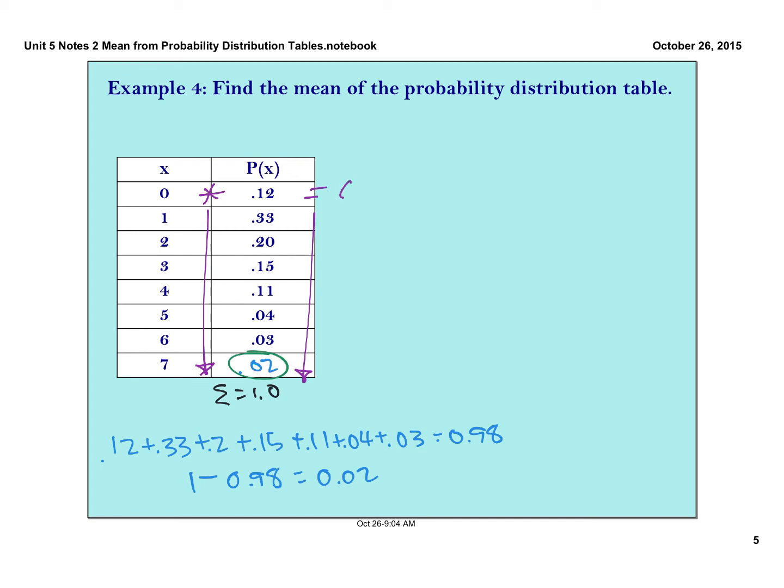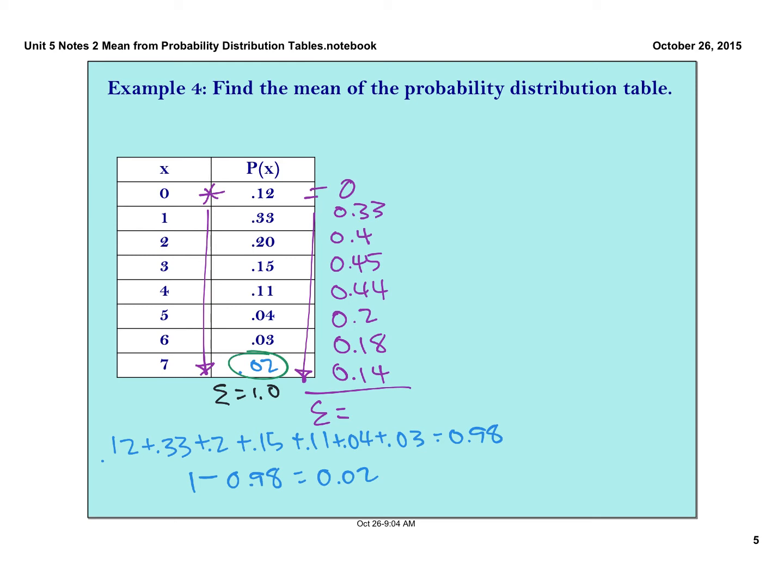0 times 0.12 is still 0, still 0.33. That's going to be 0.4. That's going to be 0.45. That's going to be 0.44. That's going to be 0.2. That's going to be 0.18. And that's going to be 0.14. Add those up. 0.44 plus 0.2 plus 0.18 plus 0.4.